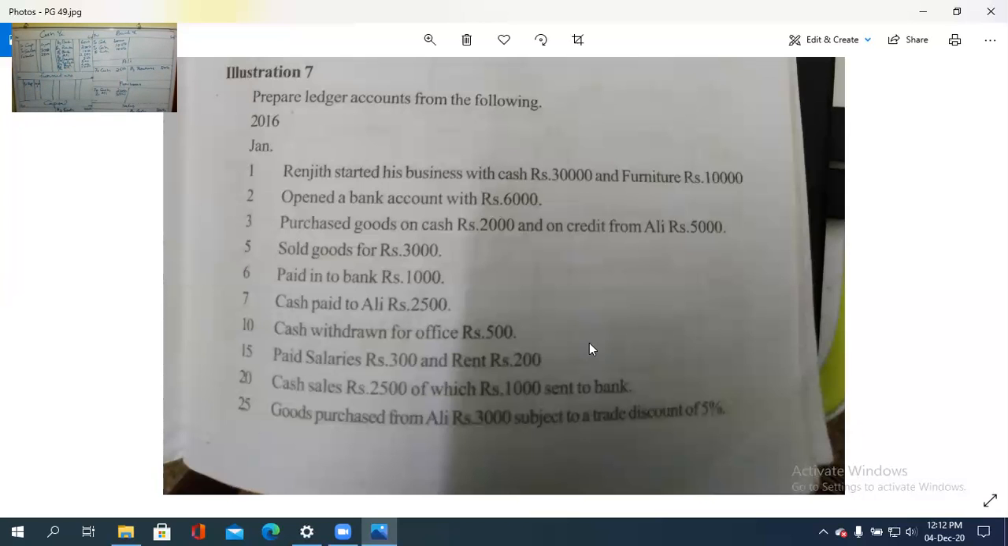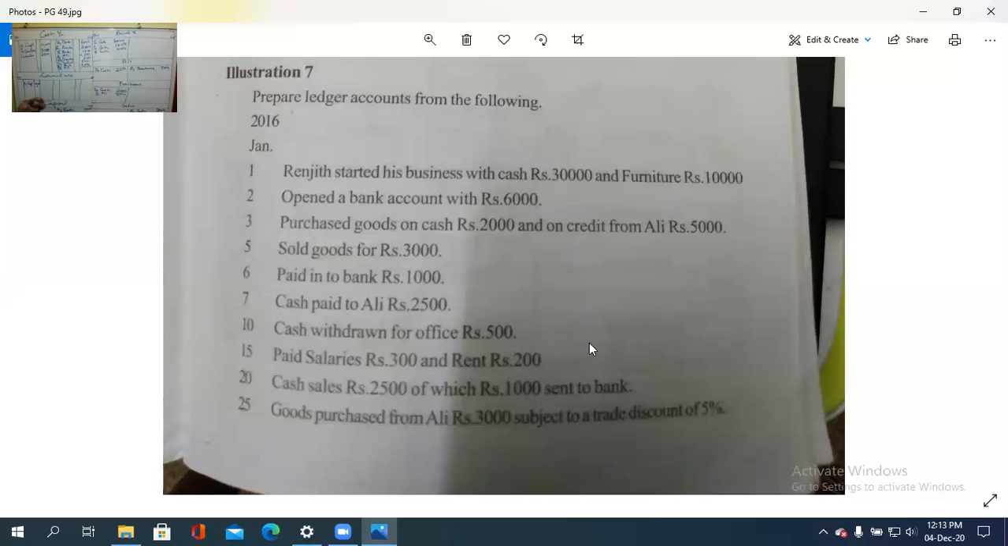Okay. And goods purchased from Ali rupees 3,000 subject to a trade discount of 5%. In the earlier case, cash sales: cash account debtor to sales, and bank account debtor to cash item. Now, goods purchased from Ali rupees 3,000 subject to a trade discount of 5%. 3,000 less 150, so we write the entry for 2,850. That is for the trade discount. So for a trade discount, we no need to pass an entry for the trade discount. Only the net amount, the net purchase, needs to be passed.